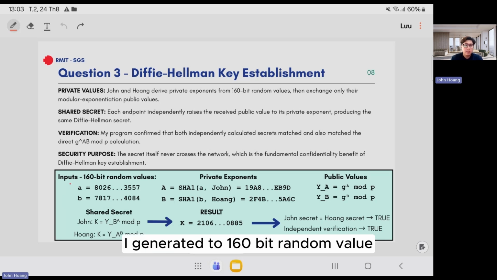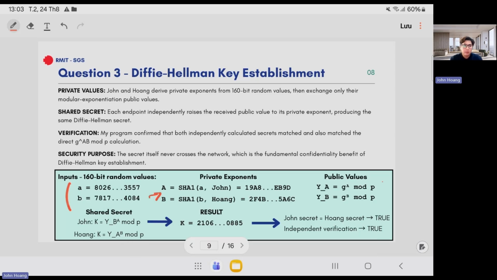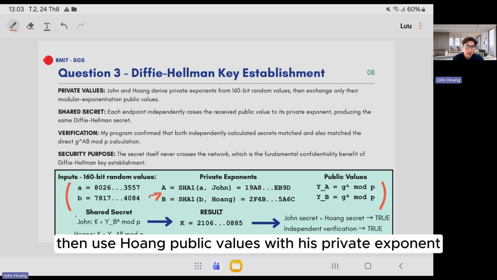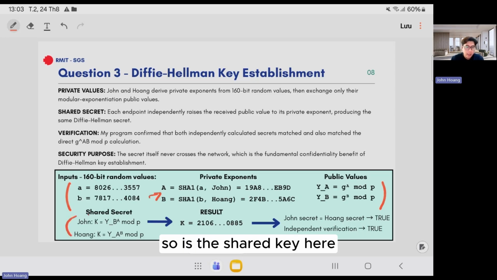First, I generated two 160-bit random values, then derived the private exponents for John and Hoang using SHA-1 as required by the assignment. Each side generated a public value using modular exponentiation and exchanged only that public value. John then used Hoang's public value with his private exponent, and Hoang performed the corresponding calculation. So this is the shared key here.